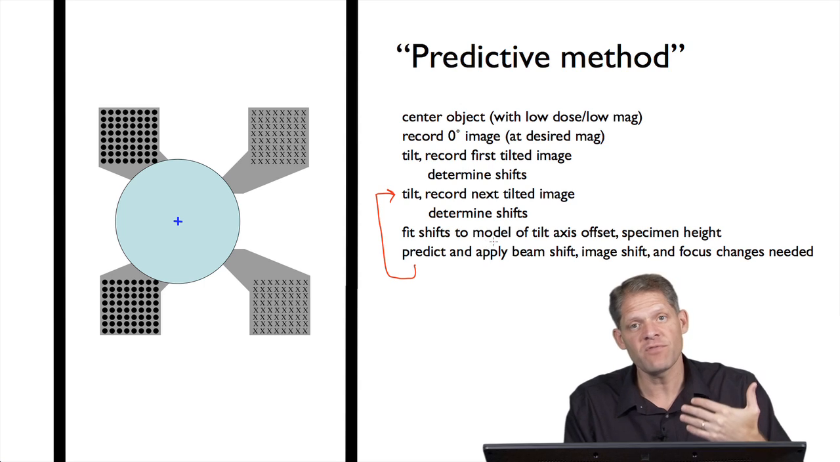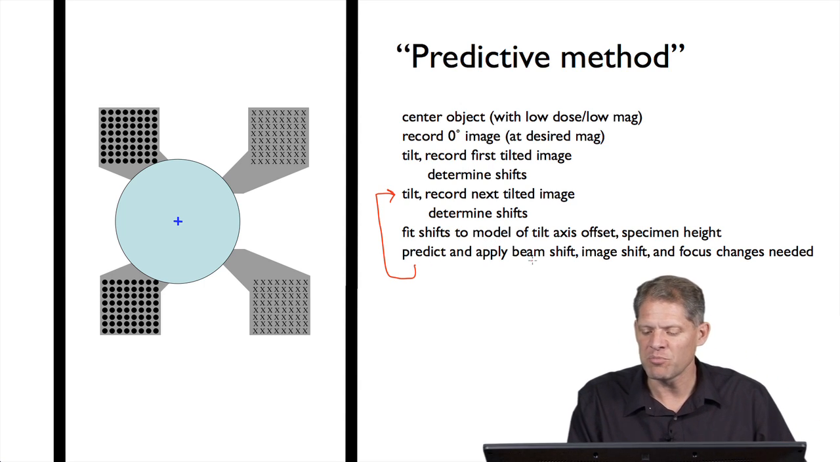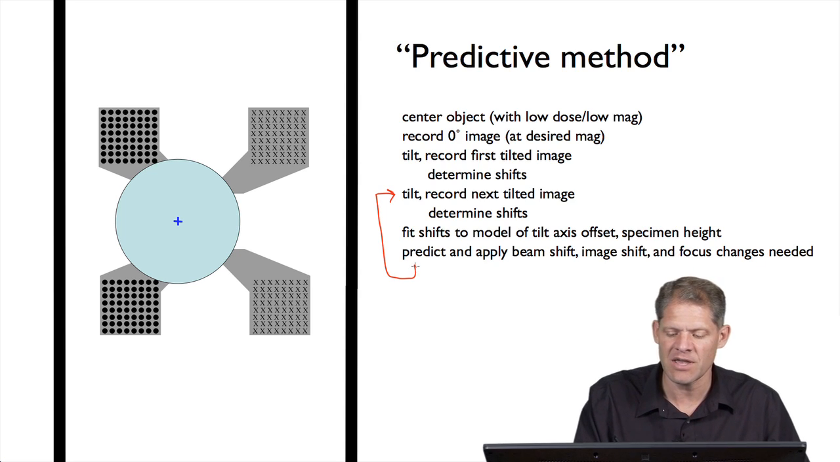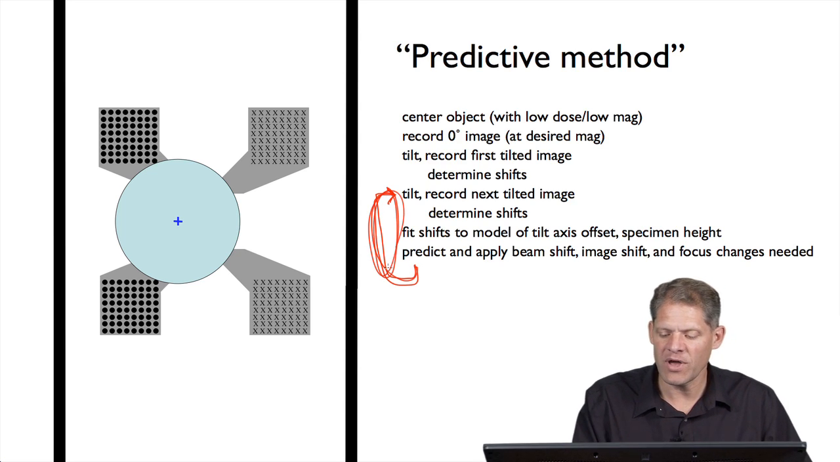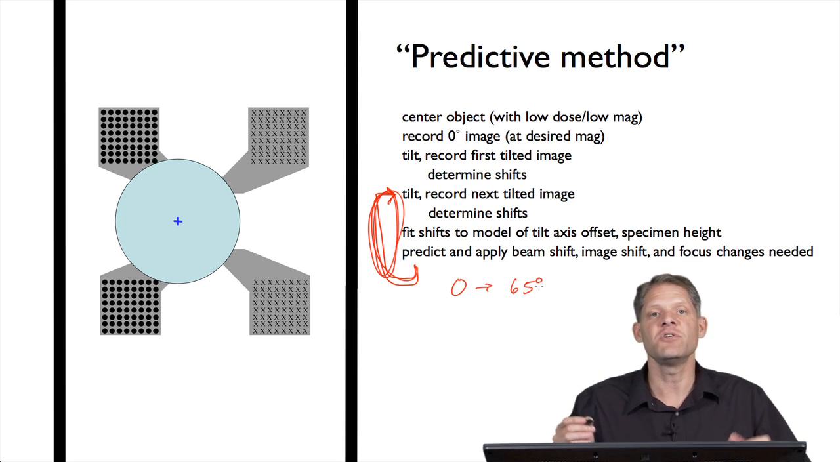And using that refined model, you again predict where it's going to move for the next image. You apply the appropriate beam shifts, image shifts, and focus changes as necessary, and you move forward, tilt it, and record the next image. And you loop through this all the way from, say, an untilted image all the way to a highly tilted image, say 65 degrees.